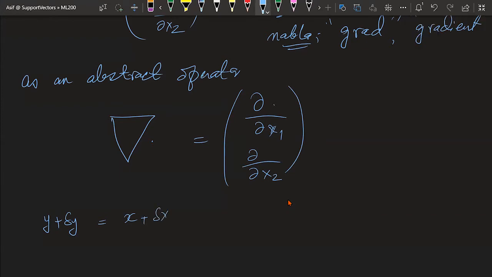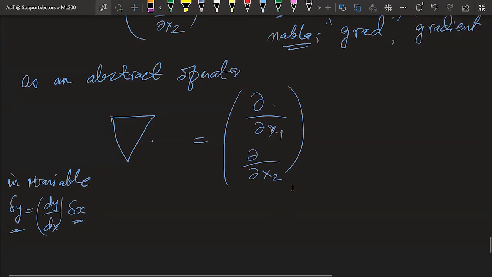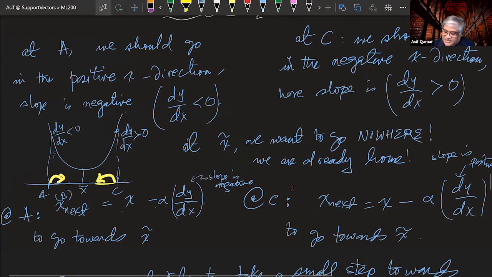Function of x plus delta x. So let me not go into the calculus, just take it as a fact of life. Delta y in one dimension, with one variable, is dy/dx times the small change in x. The small change in y is the slope times the small change in x. The intuition is very obvious here.